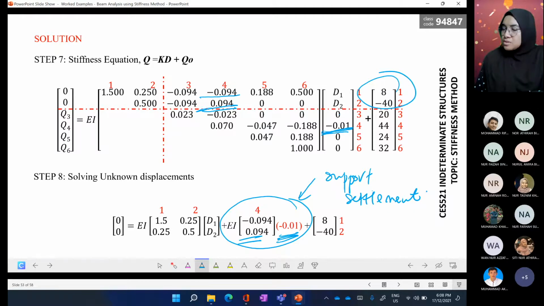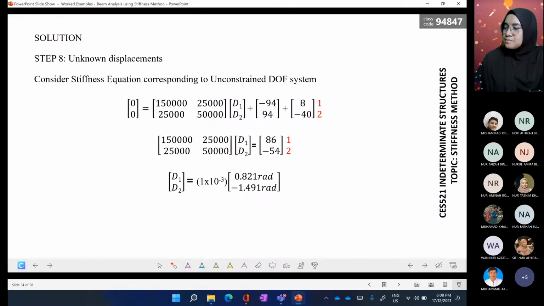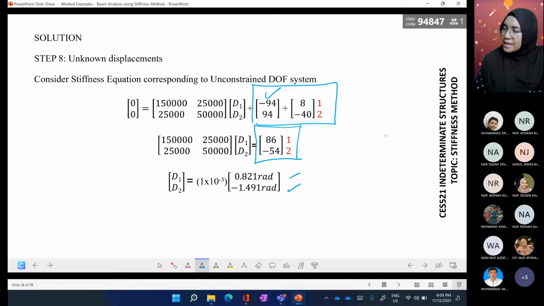So this value we solve, we will get negative 94 and 94. This value we have to add. So we get 86 and negative 54. So we get, you must check the answer back, D1 and D2 as 0.821 exponent negative 3 and negative 1.491 exponent negative 3. You need to check back.